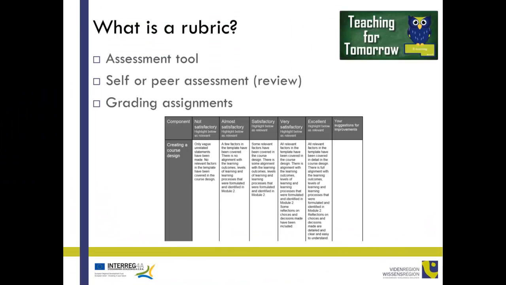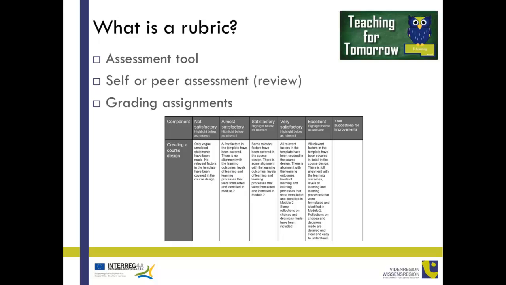Let's start by looking at what a rubric is. A rubric is an assessment tool. You can use it for assessing your own work, that is self-assessment, or you can use it if you need to assess a fellow participant's work. That's called peer assessment or peer review. Teachers and external examiners can also use rubrics when they're grading students' work.